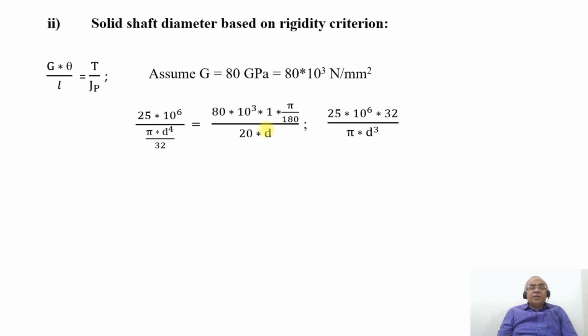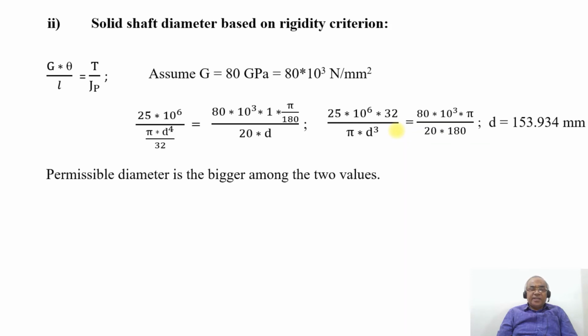So substitute that. On simplification, on the left hand side we have 25 into 10 to the power of 6 into 32 by pi d to the power of 4. So this d gets cancelled with that d. You are going to get pi into d cube equal to 80 into 10 to the power of 3 into pi by 180 into 20. On simplification, the diameter of the solid shaft will be equal to 153.934 mm from the rigidity criterion.